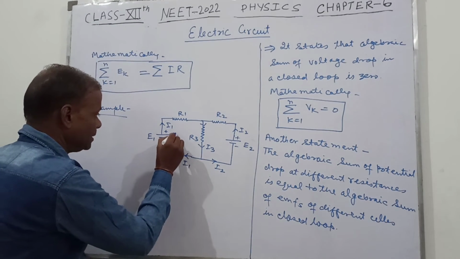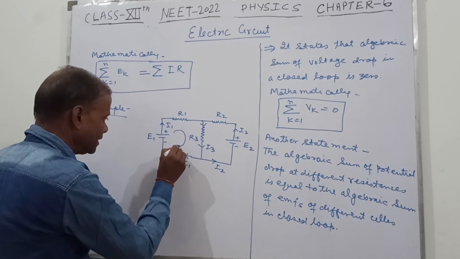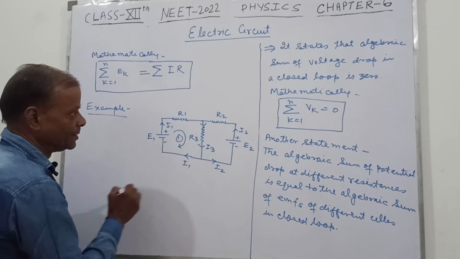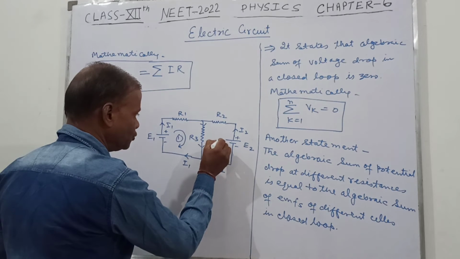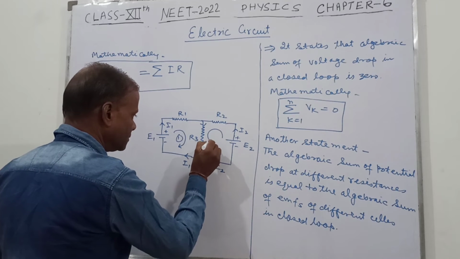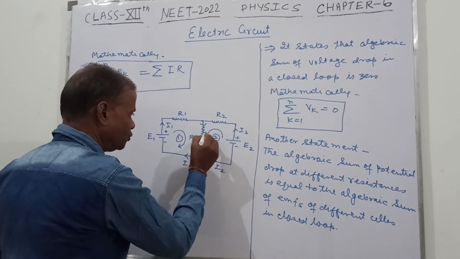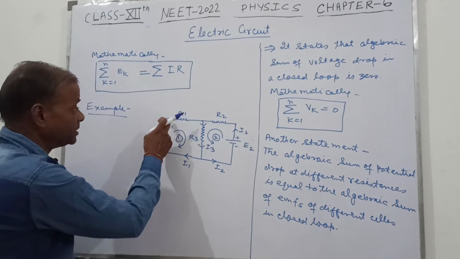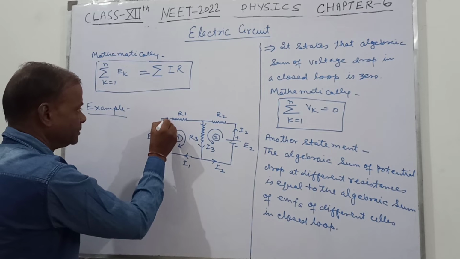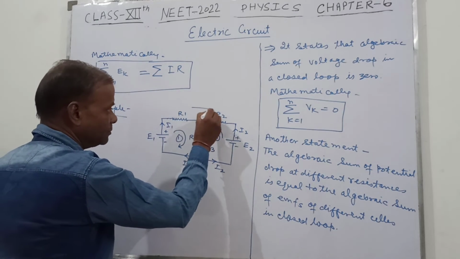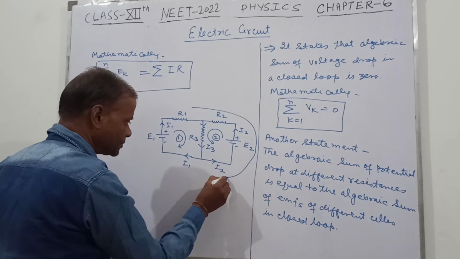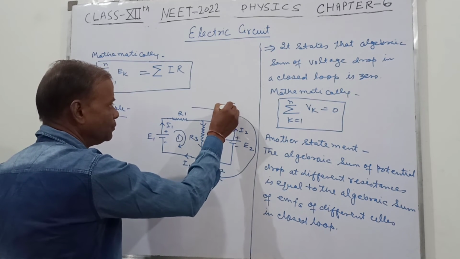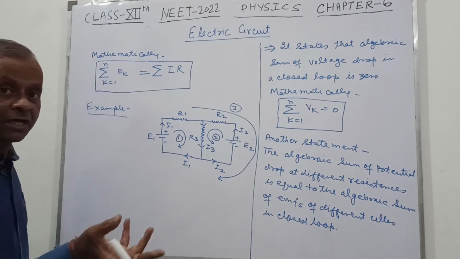So now let us take it like this. This is loop number 1. Now we take this one like this. This is loop number 2. Then there is one more loop, the outside one. Let it move like this. This is loop number 3. So we have 3 loops.